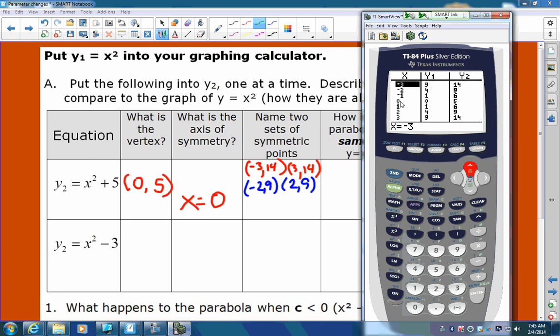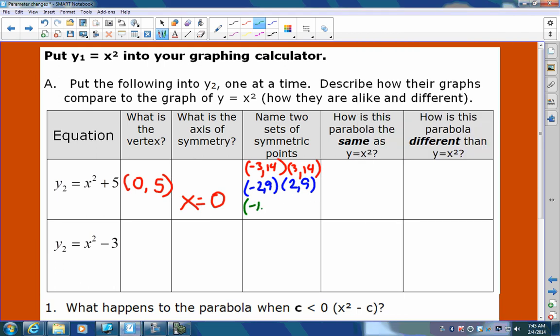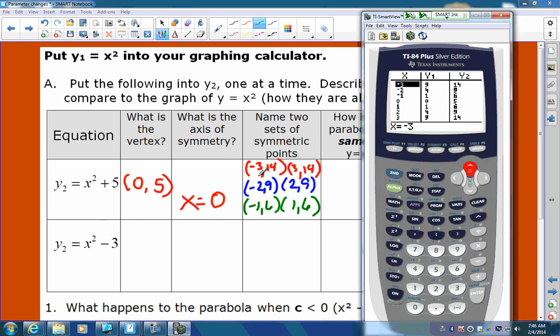Another set, negative 1, 6 and 1, 6. I want to point out again, the only reason these x numbers are one positive, one negative, is because your axis of symmetry is x equals 0. That is not always going to be true of symmetric points. Symmetric points have the same y numbers.